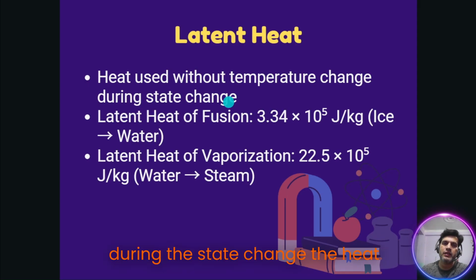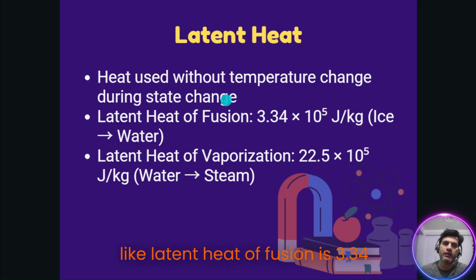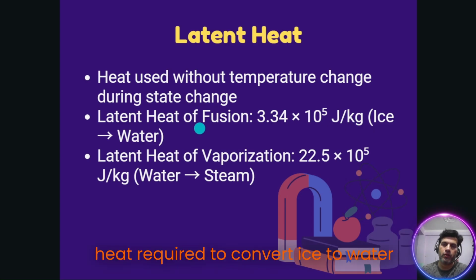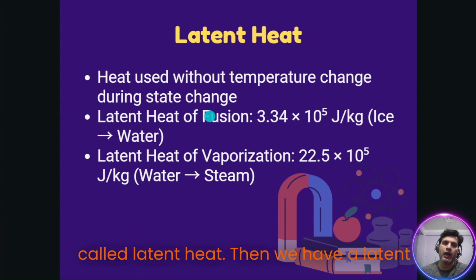During the state change, the heat used without changing the temperature, like the latent heat of fusion, is 3.34 into 10 to the power 5 joule per kg, ice to water. The heat required to convert ice to water without changing the temperature is called latent heat.